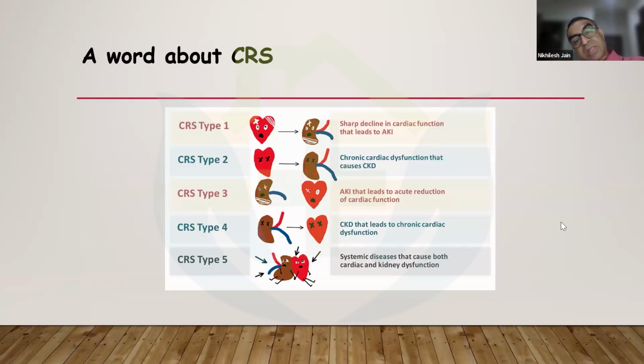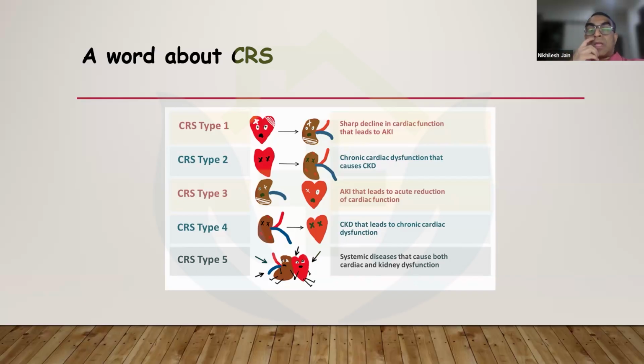I'm putting in a classic slide about cardiorenal syndrome because you need to know how the types differ from each other. Cardiorenal syndrome type 1 is a sharp decline in cardiac function, which leads to acute kidney injury. Type 2 is a chronic cardiac dysfunction, which could cause chronic kidney disease. Type 3 is an acute kidney injury, which leads to acute reduction of cardiac function. Type 4 is a chronic kidney disease that leads to chronic cardiac dysfunction. This is precisely the opposite of type 2. Remember that, type 4 is opposite of type 2.